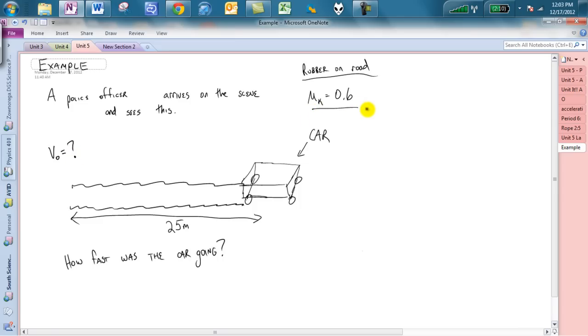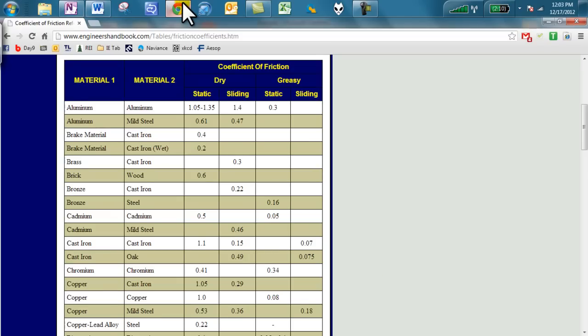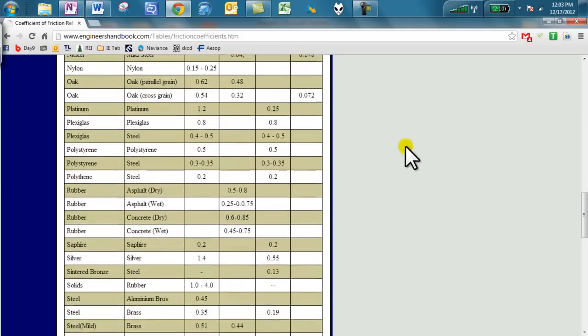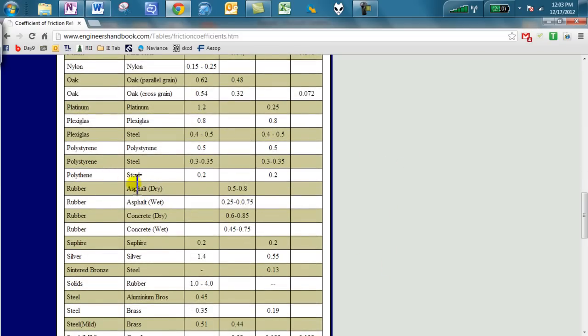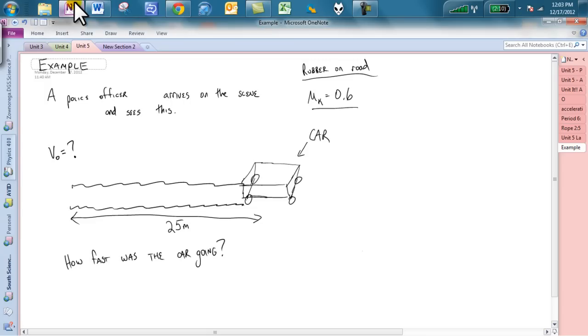All the other information the officer knows is the coefficient of kinetic friction. Just to let you know, if you want to go back, this is rubber on road. We have rubber on dry asphalt, between 0.5 and 0.8. We're just going to use 0.6 as our situation, just to make it a little interesting. So we're going to go through and solve this problem.